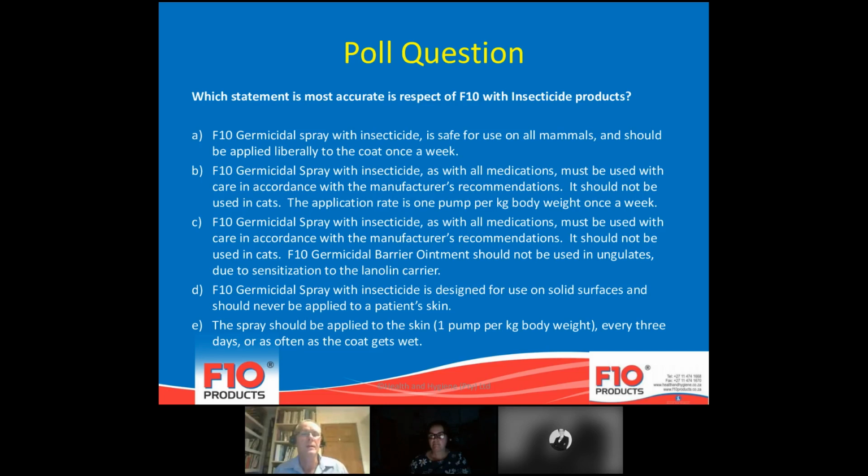C, F10 germicidal spray with insecticide, as with all medications, must be used with care in accordance with the manufacturer's recommendations. It should not be used in cats. F10 germicidal barrier ointment should not be used in ungulates due to sensitization to the lanolin carrier. D, F10 germicidal spray with insecticide is designed for use on solid surfaces and should never be applied to the patient's skin. Or E, the spray should be applied to the skin 1 pump per kilogram body weight every 3 days or as often as the coat gets wet. So if you would like to poll away.